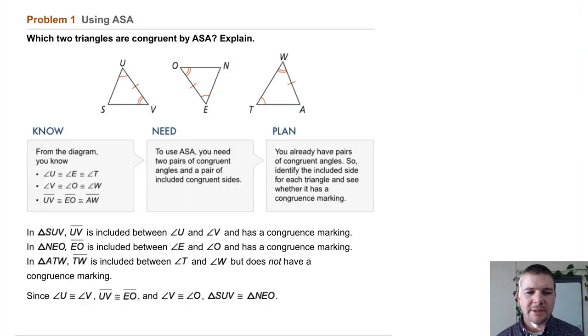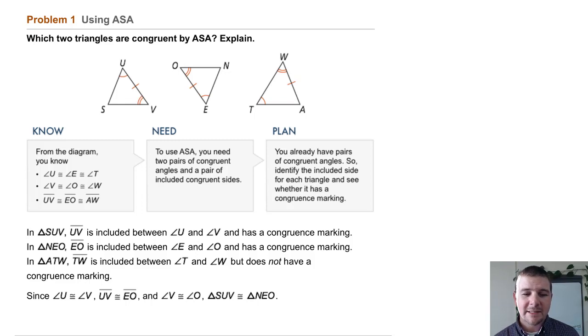Problem 1. Using angle-side-angle. Which two triangles are congruent by angle-side-angle? Explain. Well, consider what we know. From the diagram, you know that angle U is congruent to angle E, which is congruent to angle T. Angle V is congruent to angle O, which is congruent to angle W. And segments UV, EO, and AW are all congruent.